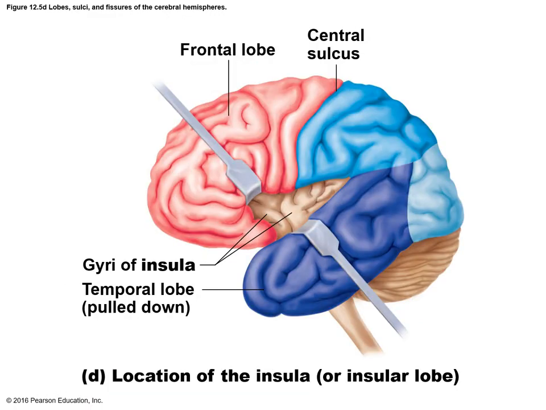And if you're trying to figure out, okay, so where's that fifth lobe, where's the insula, it's underneath basically the part of the frontal and temporal lobe. So you'd have to look beneath there, and that's where it is here.